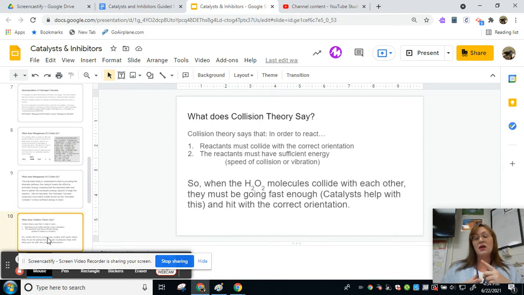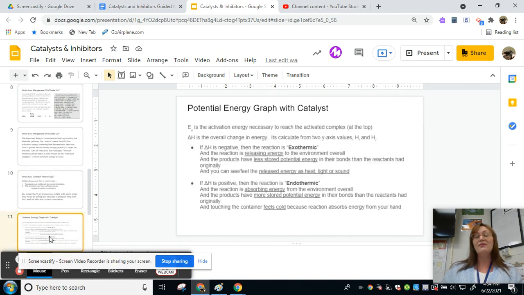And so when the hydrogen peroxide molecules collide with each other, they have to be going fast enough. And the catalyst helps with this by lowering the necessary amount of energy. It makes the collisions that do occur much more effective or productive, more likely to form the products. Okay, we're going to look at a graph in just a second.